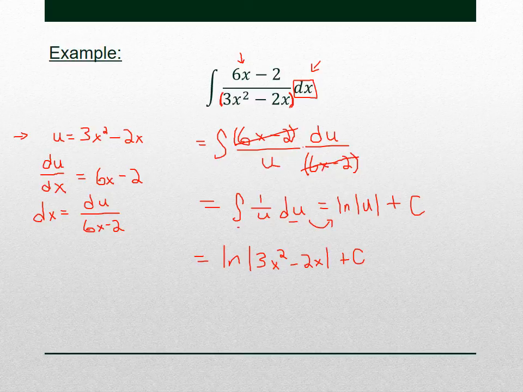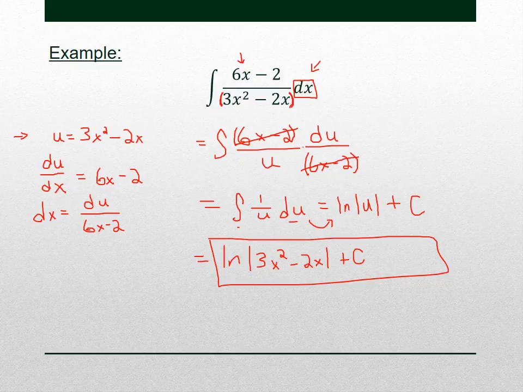Okay, now, how could I check that this is the correct answer? Well, I could take the derivative of it. If you took the derivative, you'll get 1 over 3x squared minus 2x times the derivative of 3x squared minus 2x, which is 6x minus 2. And hey, that's exactly what we started with up here. And that is a double check that our antiderivative that we're saying is correct is actually correct.